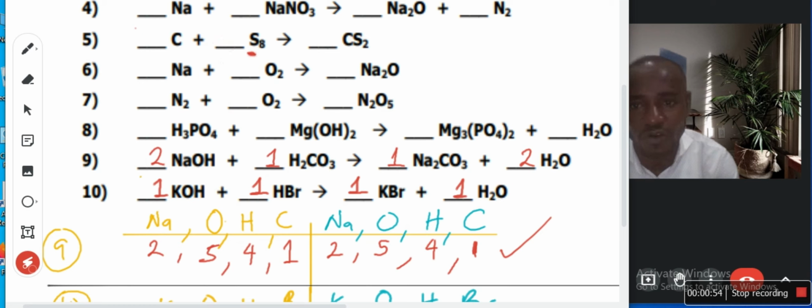Okay, let's check for sulfur. How many do you have on the reactant side? On the reactant side, 8. We have 8 on the reactant side. How many do we have on the product side? 2. You can see, is sulfur balanced? Sulfur, no. So what number do you think we can write here so that sulfur will be balanced? What number can we write on this side of the product side so that sulfur will be balanced?